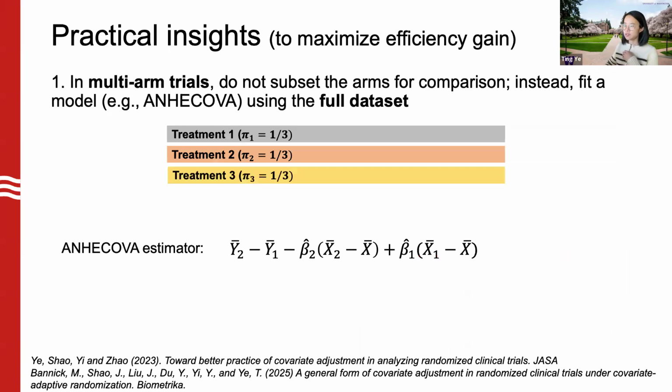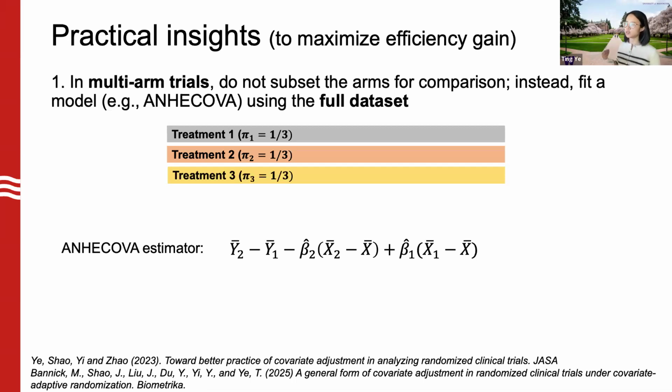Okay. So lastly, I want to just spend a couple of minutes on some practical insights. I talked enough of theory. So the practical insights are just the points I want to highlight for implementing the covariate adjustment in practice to maximize efficiency gain.